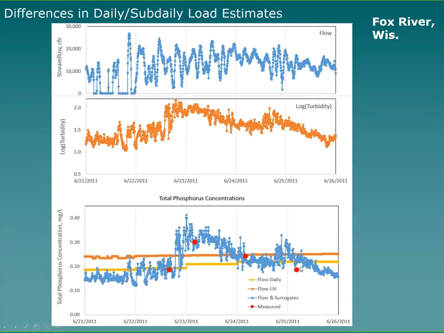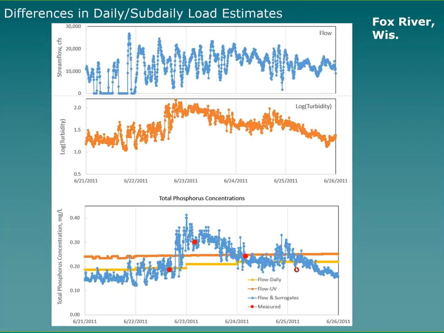Now we add our flow and surrogate model. You can see it's fluctuating a lot, and that's really driven not only by the flow, but also the turbidity. As we look through here, you can see that approach did very well on a daily basis. It fit all 4 of the points, a little bit off on the last one, but even there it's very close. So you can see on a daily basis we're getting a much different answer in terms of our loads.